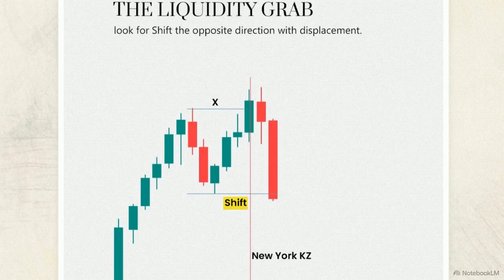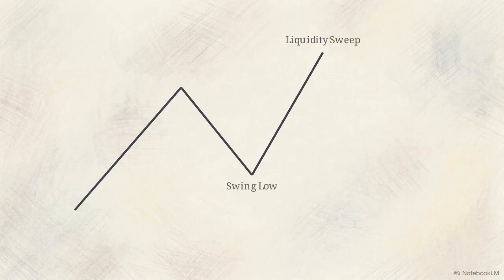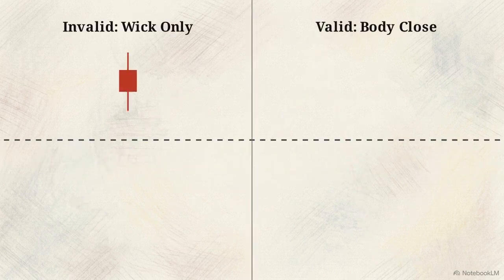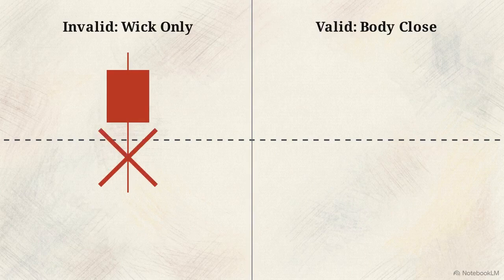Draw a line at the most recent swing low. That is the structural bottom formed right before the final high was swept. To confirm the trap is set, we need a market structure shift. The price must break aggressively below this new line. There is a strict requirement here.